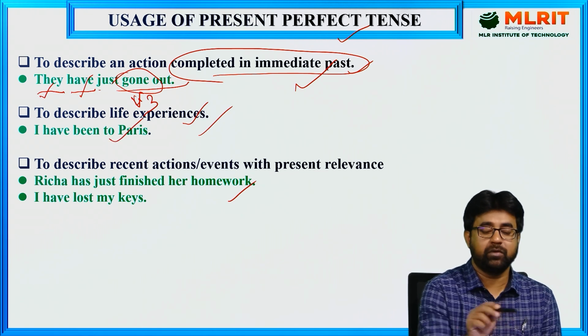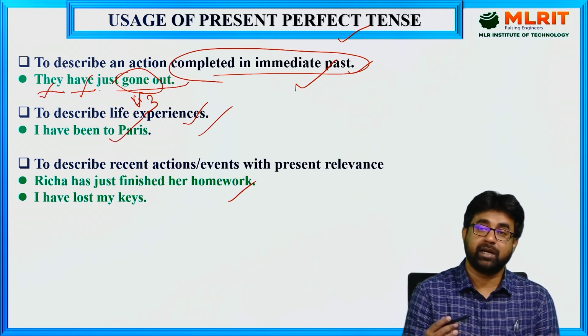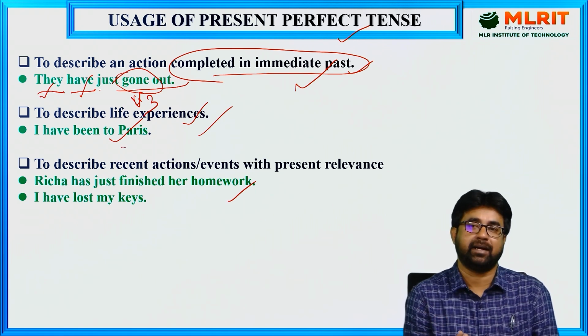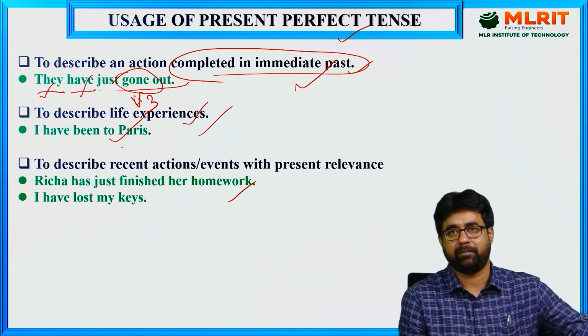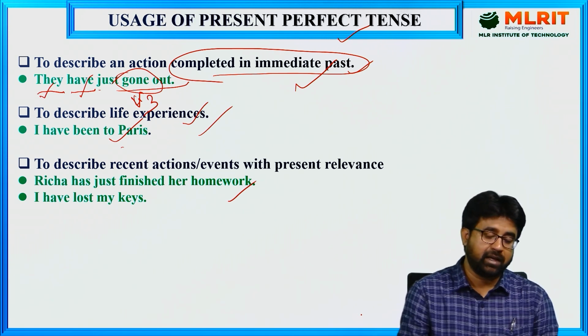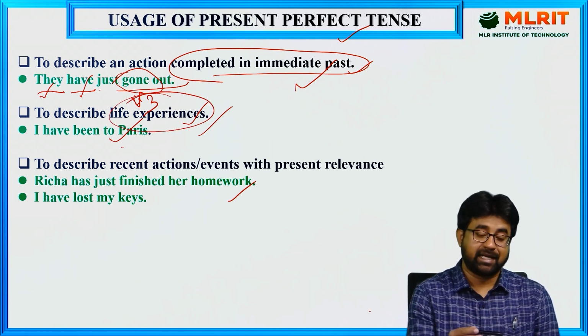See here. I have been to Paris. So, life experience, once in a lifetime maybe. So I'm talking about my life experiences. In these cases also, I'm not saying I went to Paris. You can see I'm not using simple past tense, though the action might have happened long back, maybe 4 years back, 5 years back.